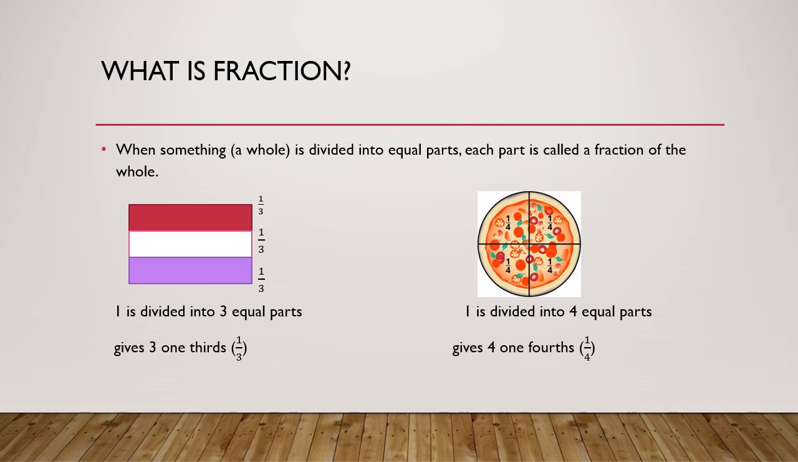Now try to understand with the help of the example. See, we are having a rectangle and we divide this rectangle into three equal parts. This red, white and this purple. So this one rectangle is divided into three equal parts and each part is then called 1/3.